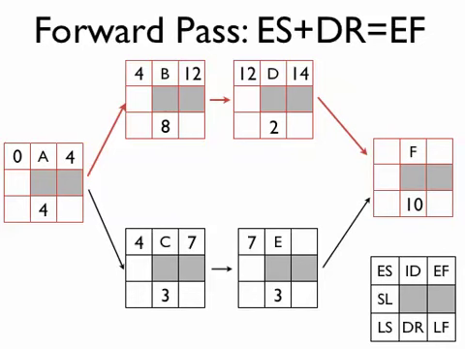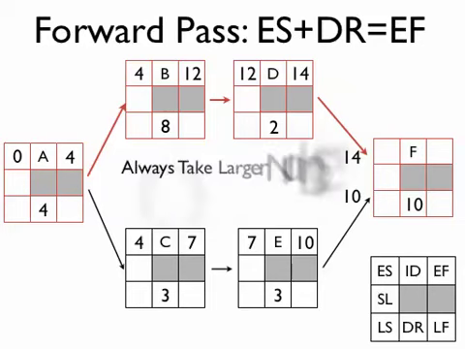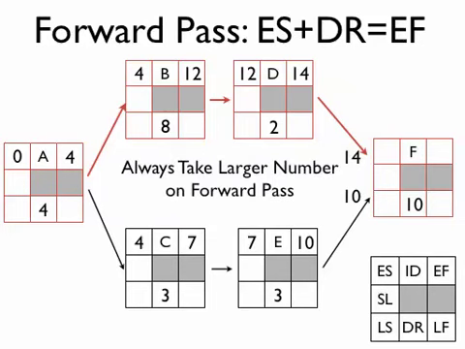In E we take the 7 from the early finish of C, and we move it into the early start of E, add 3 to it, and we get 10. But now when we get to F, since this is a merge activity, we have 2 values from which we can choose. We can either choose the 14 from D or the 10 from E. Well, we're really dependent on D getting done here, so we're going to take the larger value. Okay, so in the forward pass, a quick and easy thing to remember is that we always take the larger number on the forward pass.